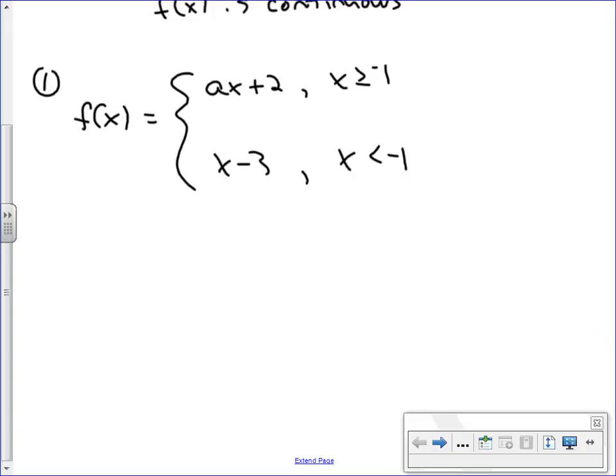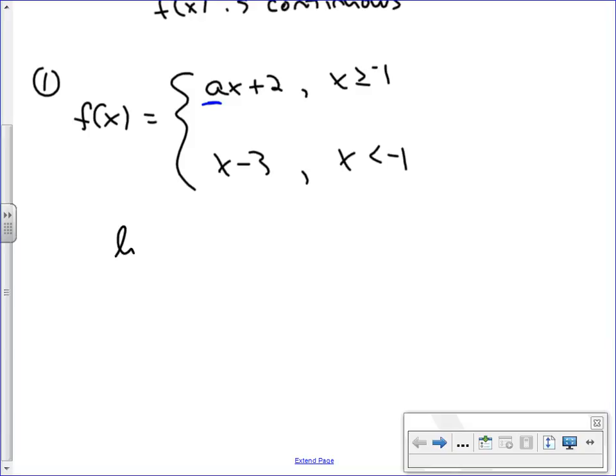All right, so I have this piecewise function, and to the left side, the bottom function is in control, and to the right side of -1, the top function is in control. But it's missing something. It's missing this value right here. So we want to use the definition of continuity to create a continuous function.